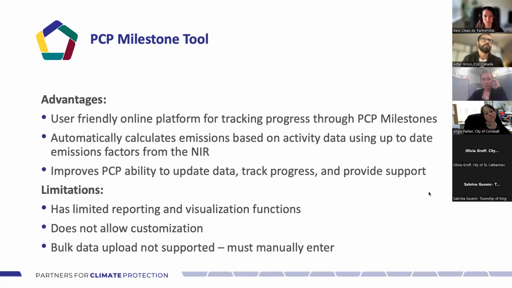So here's an overview of the advantages and limitations of the tool. It's pretty user-friendly to use. It allows you to track your progress through the milestones. You don't need to create your own spreadsheets to calculate things, which is nice. It's automatically going to calculate based on the fuel and waste data that you enter into it. And we do update the emissions factors as soon as the NIR releases them. It's also a platform that allows us to help you through the milestone process, because we can actually go in and see everything that you've done and provide comments and use that as a way to interact.